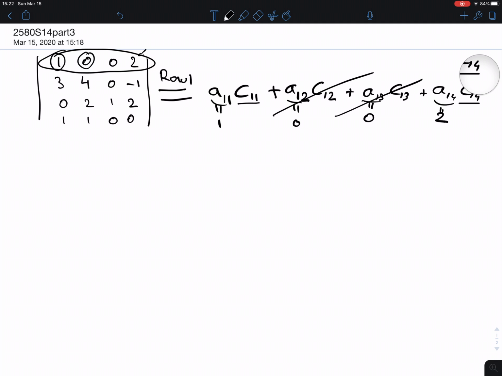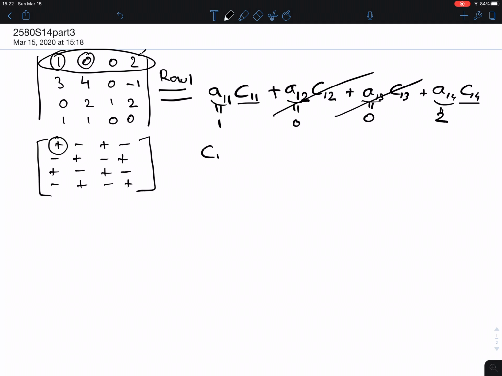Now, we also have to be careful because at the same time we have a sign pattern: plus, minus, plus, minus. It's like a chessboard, or checkers. Here we have to alternate pluses and minuses. Minus, plus, minus, plus. A11 corresponds to a plus. So C11 is plus, I'll just write it for emphasis here, plus, and then the determinant.